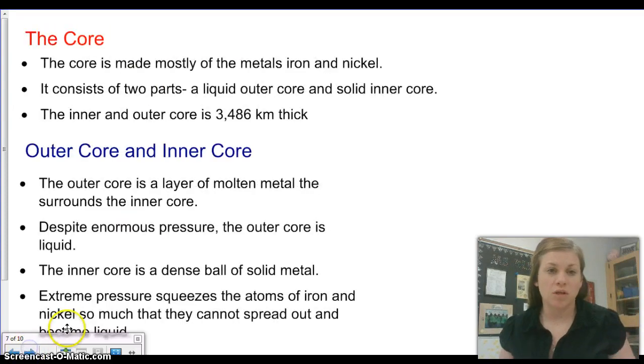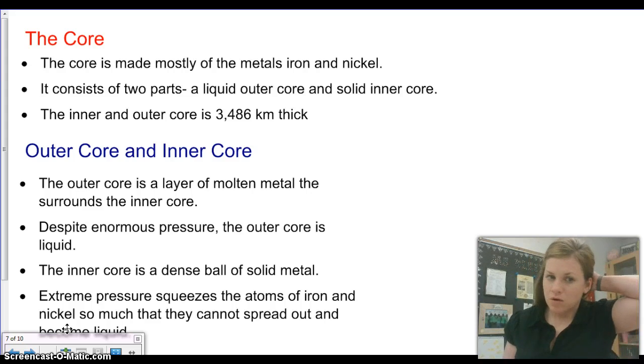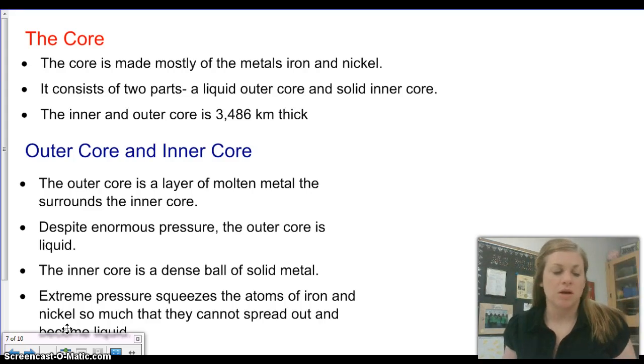And Earth's core is what's going to really cause a lot of this heat, and it's where the mantle is getting heated up. The core is made mostly of metals, iron and nickel. It consists of two parts, a liquid outer core and a solid inner core. The inner and outer core together are 3,486 kilometers thick, so it's pretty thick. The outer core is a layer of molten metal that surrounds the inner core.